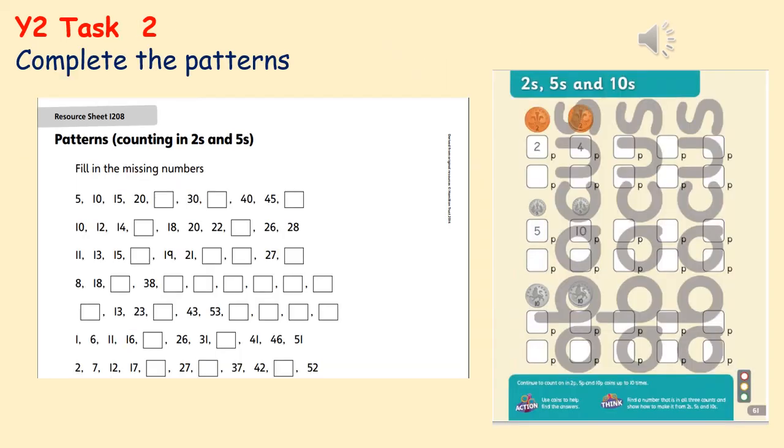In the next task, we've got 2 activities. So in the first sheet, you've got to fill in the missing numbers, counting in 2s and 5s. And then the other one on the right, it's using money, but counting in 2s, 5s and 10s. So good luck with that, and until the next time.